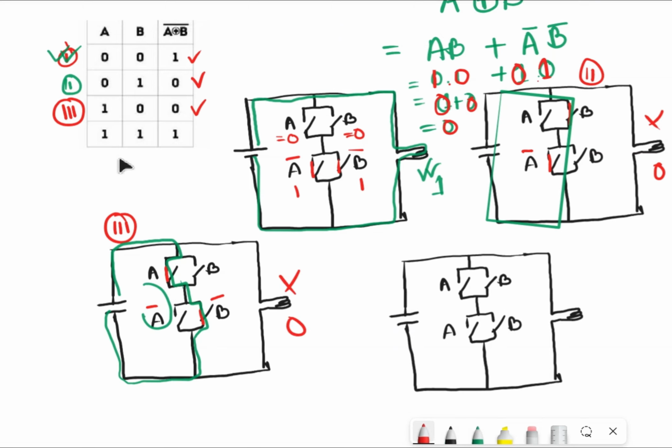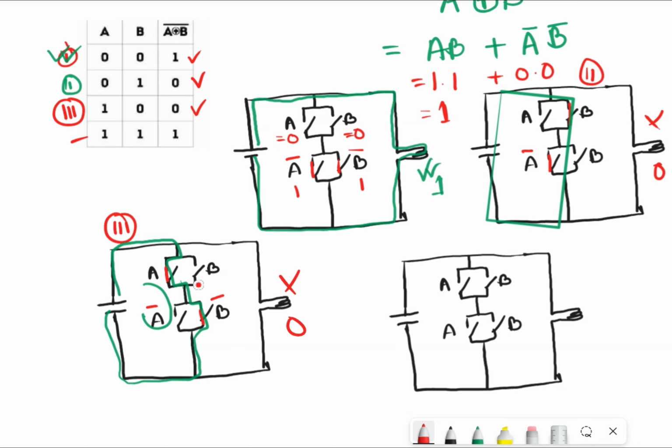Now case number 4. So case number 4, 1 and 1. So A is 1, B is 1, and A bar and B bar are 0 and 0. So the output will be 1, right?